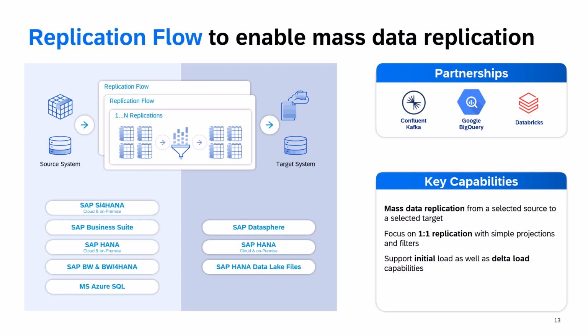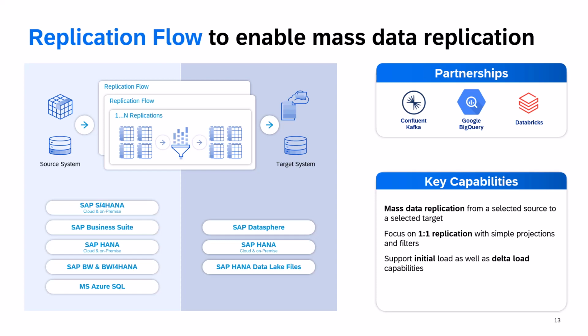So that's the indication here on the graphic. It's not just one table or artifact which can be replicated. It could be multiple in one replication flow, also moving data into different targets here. What you see is that we support initial as well as delta loading capabilities and different sources, with S/4HANA on-prem as well as cloud-based versions, the Business Suite, HANA Cloud as well as HANA on-prem, BW and BW for HANA, and also Microsoft Azure SQL as sources for these replication flows.